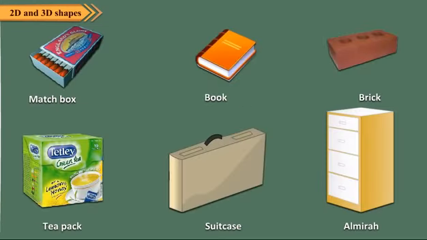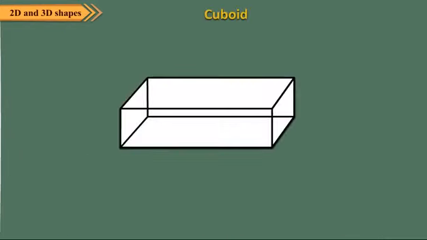Look at the shapes of objects shown here. All these objects have the shape of a cuboid. A cuboid has 12 edges. The point where three edges meet is called a vertex. A cuboid has 8 vertices. A cuboid has 6 faces.